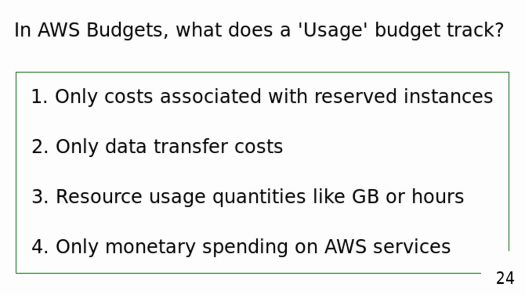In AWS Budgets, what does a usage budget track? Only costs associated with reserved instances. Only data transfer costs. Resource usage quantities like GB or hours. Only monetary spending on AWS services.